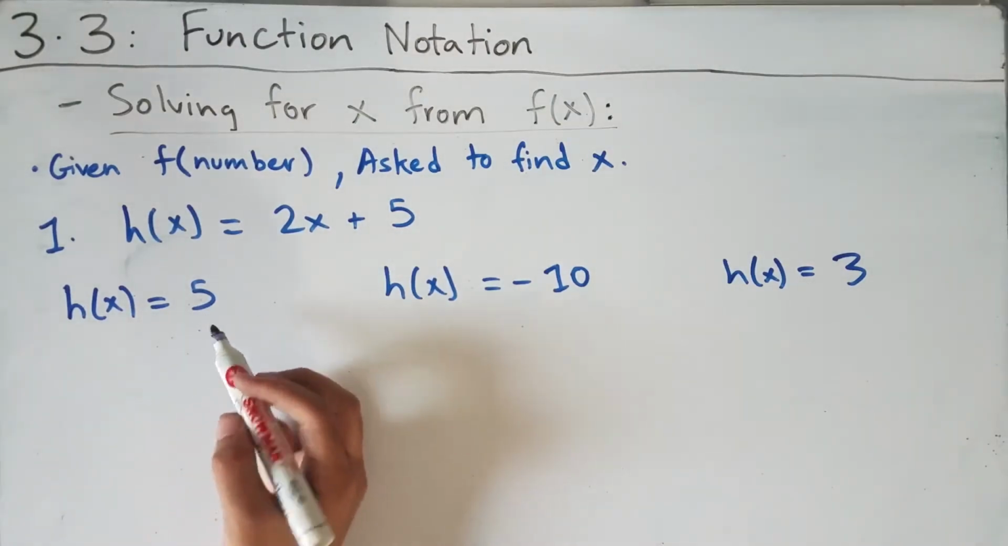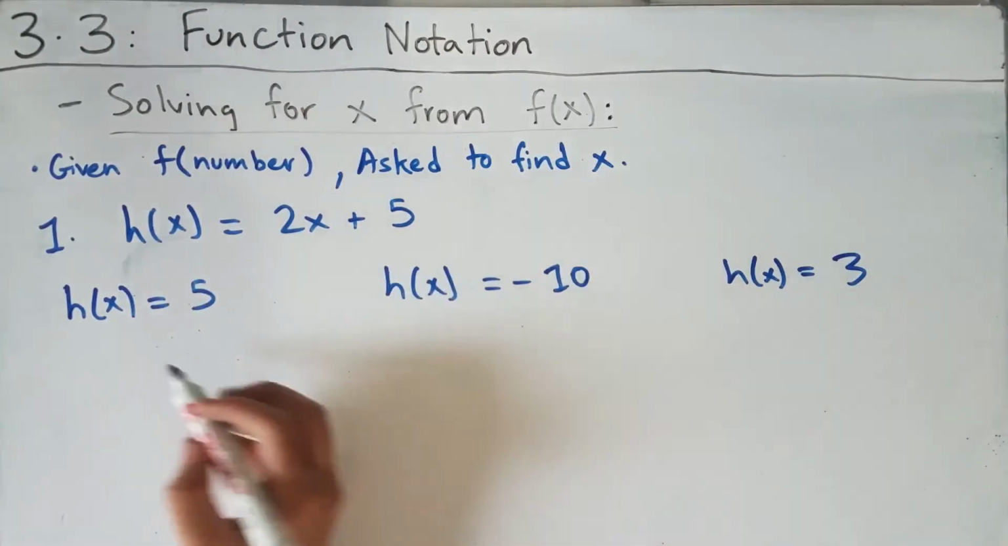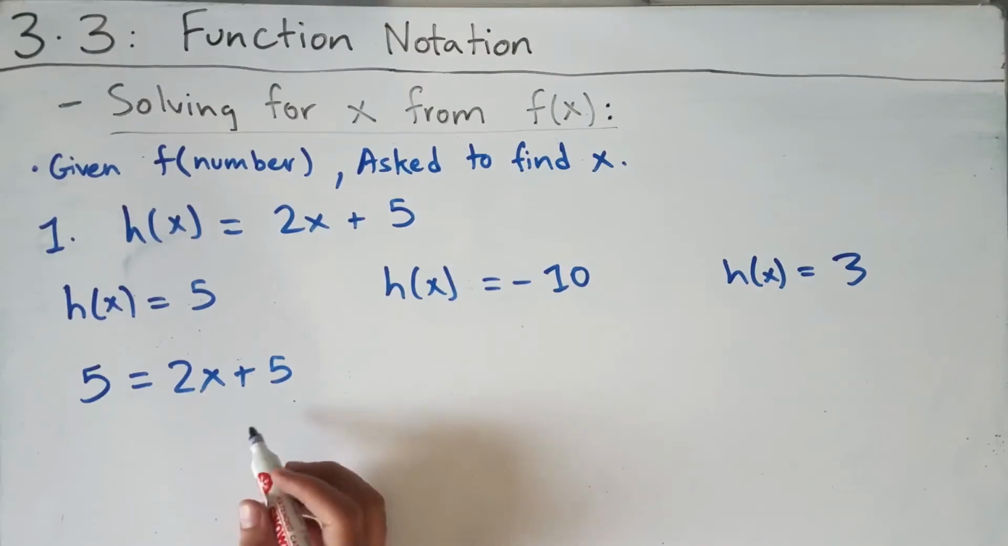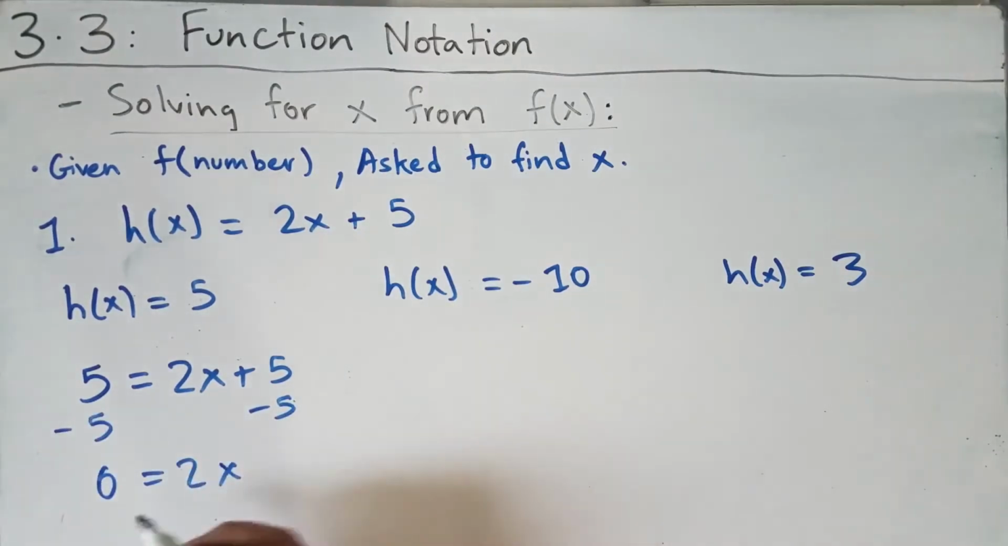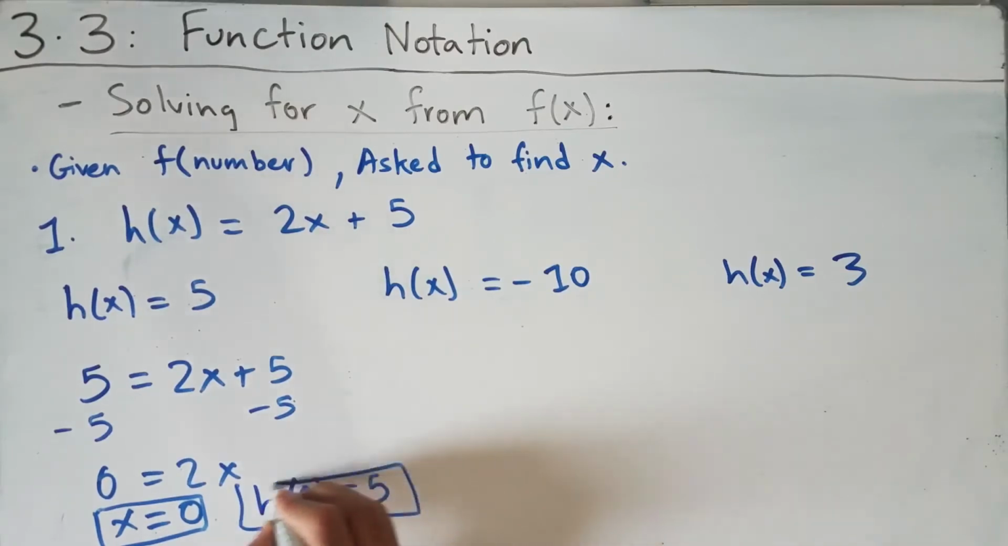So what we do is plug in the value for the h of x into the h of x in the original function. So we get 5 equals 2x plus 5. So I can subtract 5 from each side of the equation, and we're left with 0 equals 2x, and therefore x equals 0. So h of x equals 5 when x equals 0, or h of 0 equals 5. That's another way of writing it.